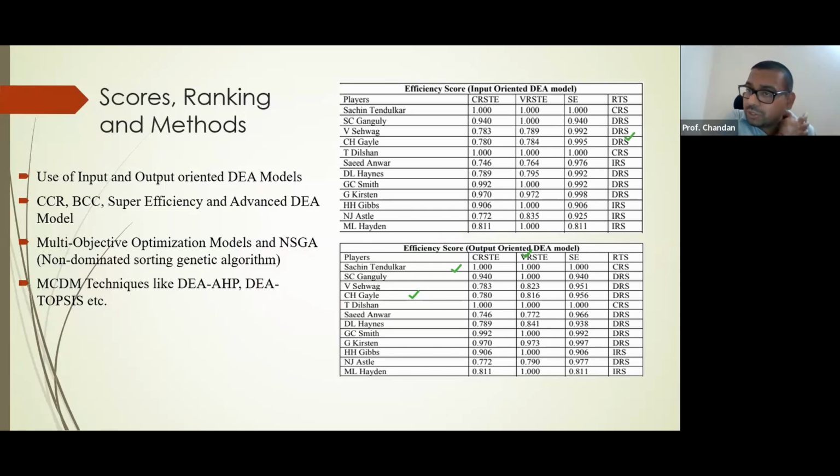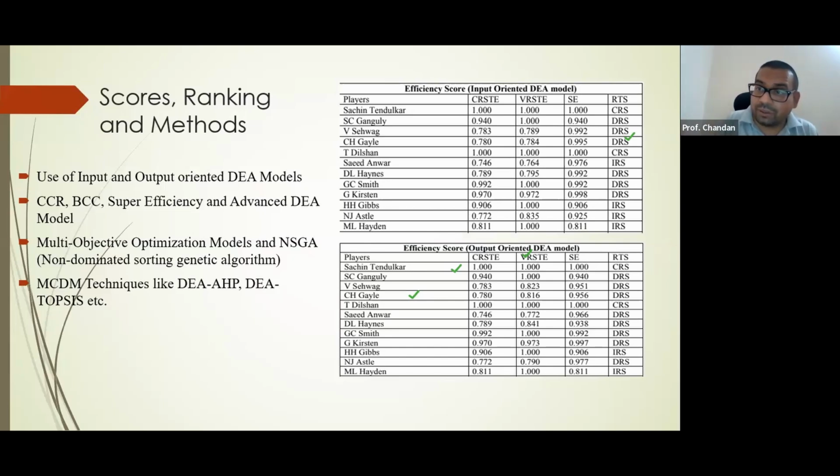How is the super efficiency model different from these traditional models? The reason is that the maximum efficiency score in the traditional DEA model is 1. However, in the super efficiency DEA model, they can further suggest, among the efficient players, which player is most efficient. So if we have 10 efficient players, among the 10, which player is the best player? That is the beauty of this particular super efficiency model.